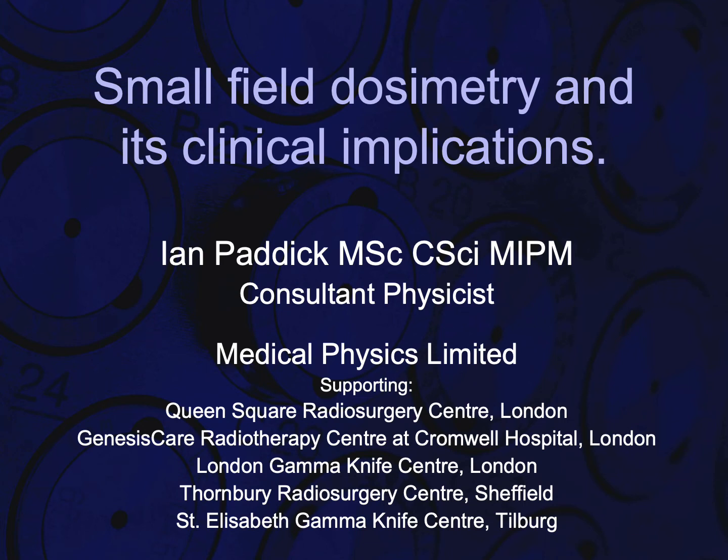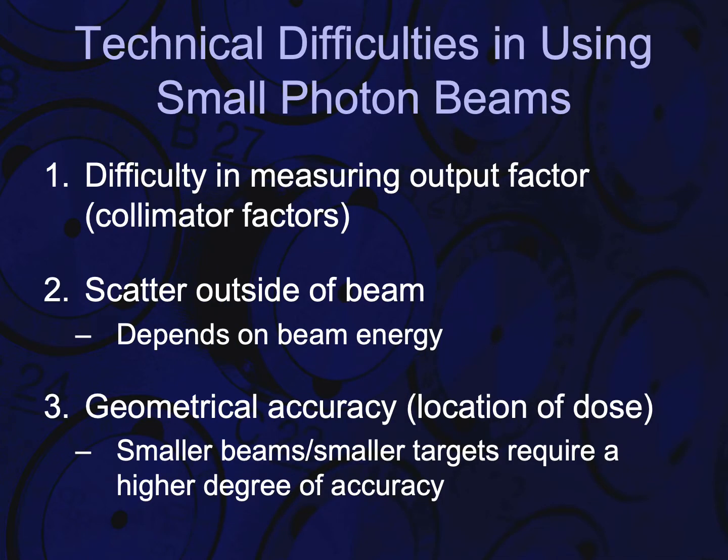I'd like to talk now about small field dosimetry and its clinical implications. So there are a number of applications where we want to use very small fields in radiosurgery, for instance for functional radiosurgery, where we're using beams as small as just 4 millimeters in diameter. So there are some technical difficulties in measuring small photon beams and using them.